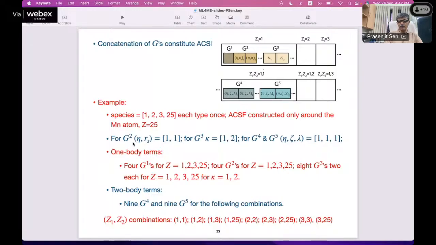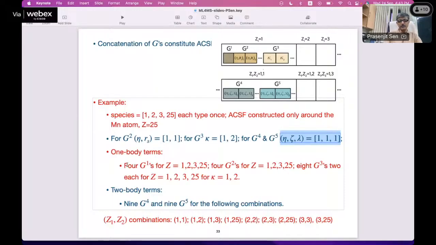But for that, you have to specify the sets of these parameters. So eta and rs for G2, here I take only one set. For G3, I use two different kappa values, 1 and 2. And for G4 and G5, I have defined only one set of eta, zeta, and lambda, which is 1, 1, 1. This is just an example.